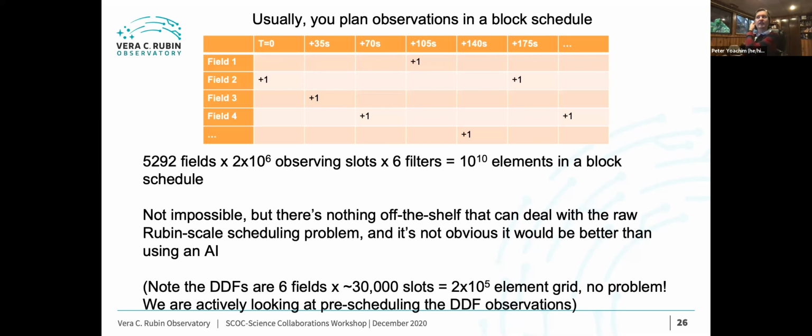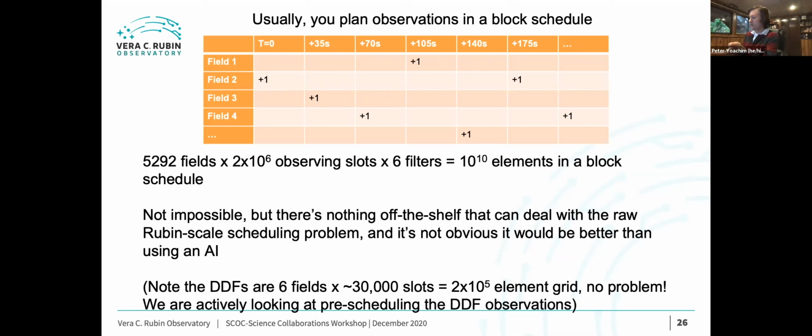And so this just kind of shows that usually when you're planning observations, you do it in a block schedule. You have a list of fields, you have a list of times, and you pick one at each time block. And we're not doing this because we have 5,000 fields. We're doing 2 million observations in 6 filters. So we would need a 10 to the 10 element block scheduler, which gets to be a little cumbersome, especially if we need to do things dynamically.